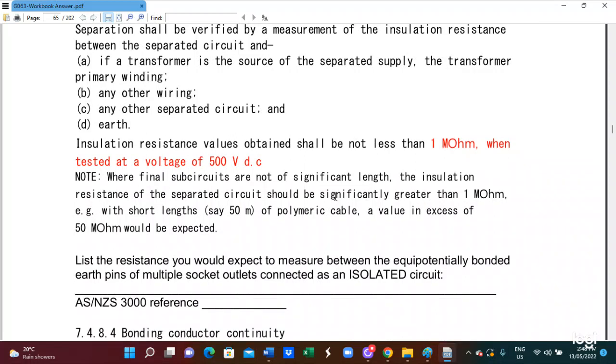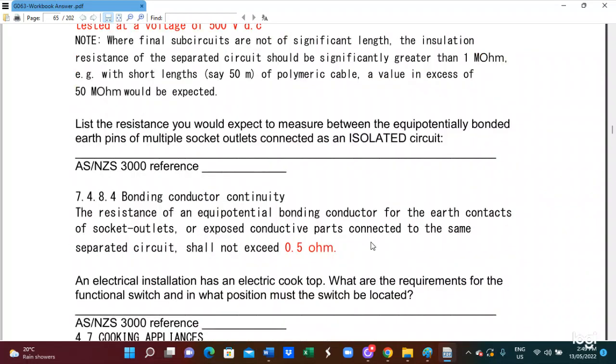The insulation resistance of the system value should not be less than 1 megaohm, and when measured with the body of the power supply for DC. So this is the wiring, the installation of the system, at least 1 megaohm. And this is the system where you would expect to measure between the equipotential bonding and the multiple socket outlets, connected as an isolated circuit.